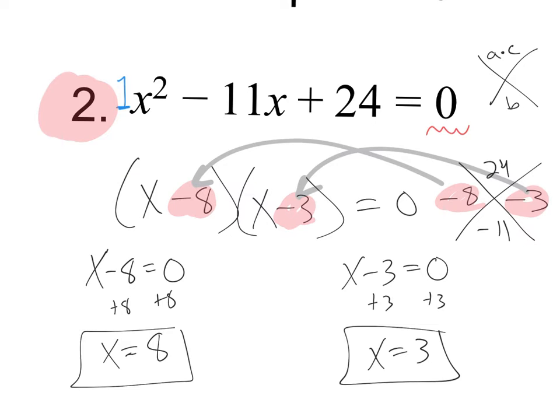So when you plug those values in, that will make at least one of these factors 0. So when they get multiplied together, your product will be 0.